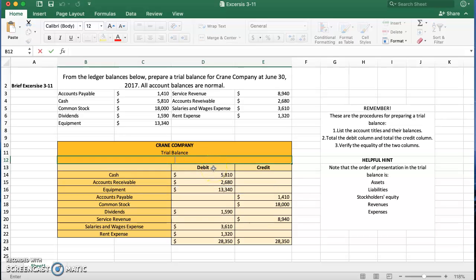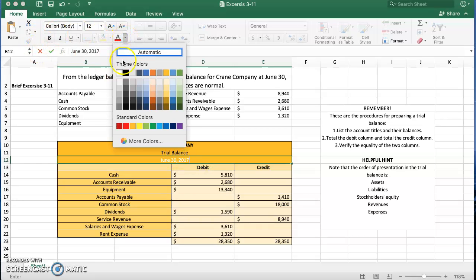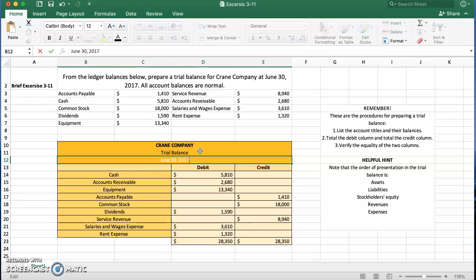And then I almost forgot that right here we have to enter in the date, so don't forget to do that, which is June 30th, 2017. That shouldn't look like that, but you guys get the gist. So that is how you fill out a trial balance sheet.